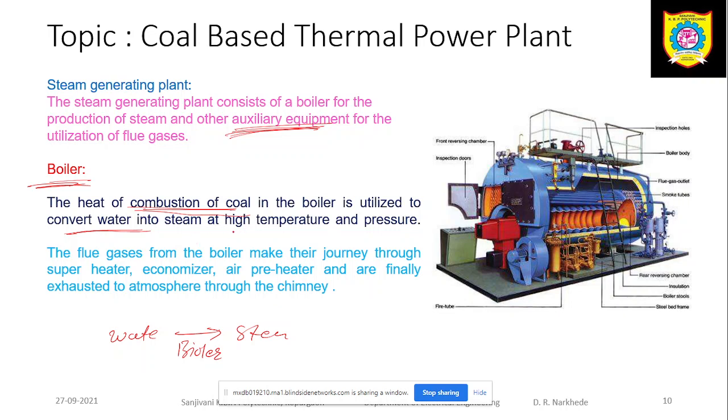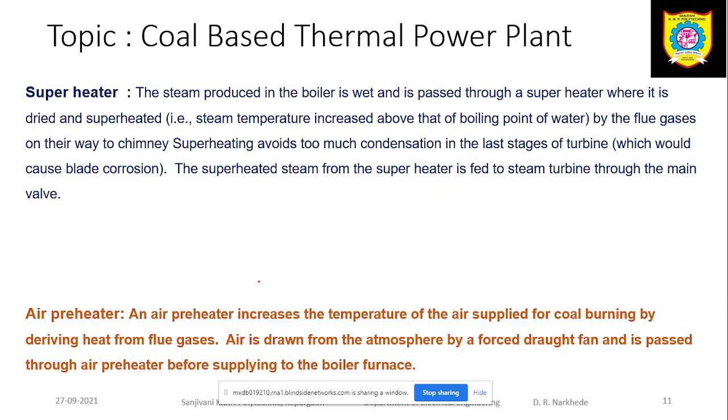Okay, so I will get steam at high temperature as well as high pressure. The flue gases from the boiler make their journey through the superheater, economizer and air preheater, and are finally exhausted to the atmosphere through the chimney. Okay, now what is the role of the superheater over here?